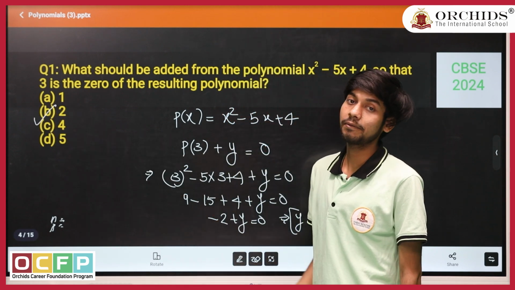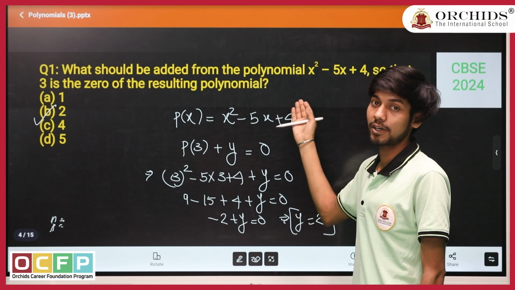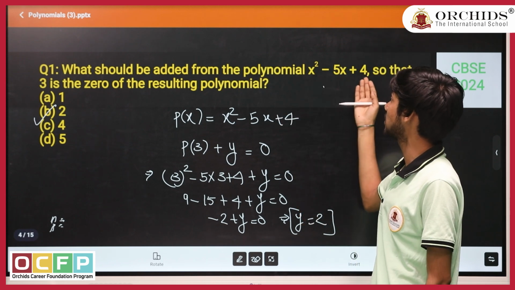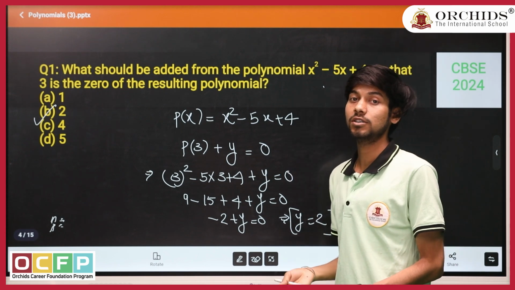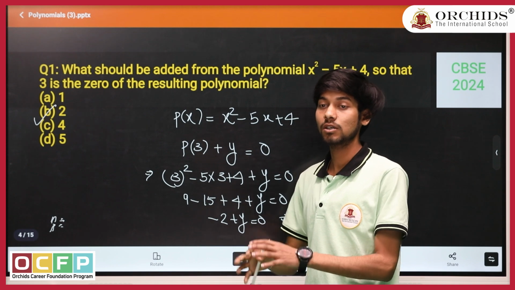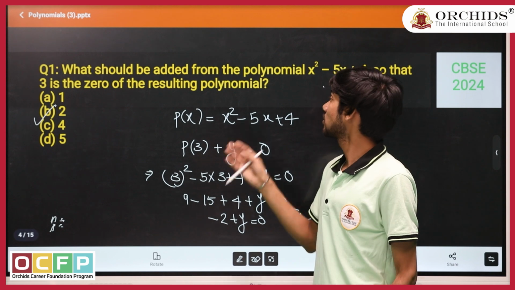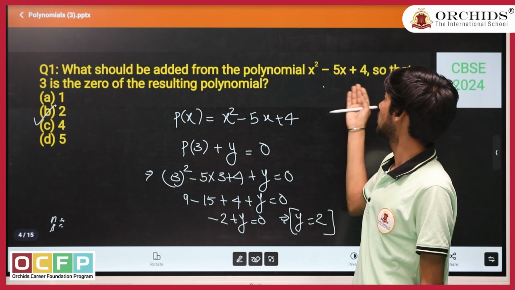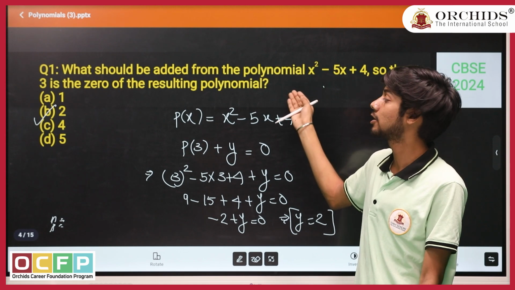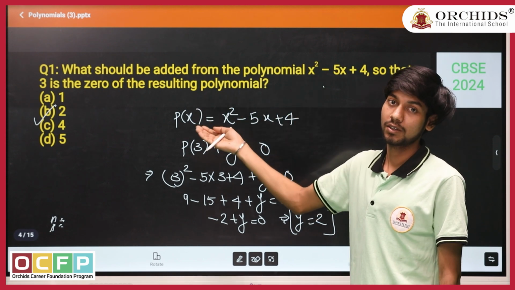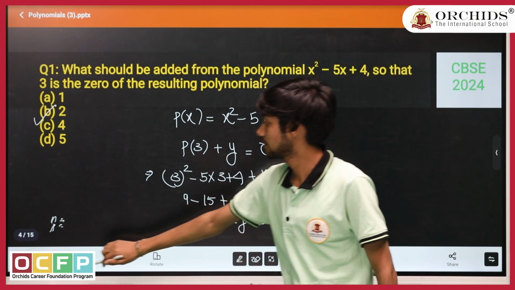Or without even solving, we could have found the answer. Just put 3 in place of x, it will be 9 minus 15 plus 4, that is equal to minus 2. And we know that if any number is a zero of a polynomial, it means if we put that number in place of the variable, overall we will get 0. So if we put 3 in place of the variable here, we are getting minus 2. So it means we have to add 2 to make it 0. So we could have gone with the options also. Let's move with the next question.